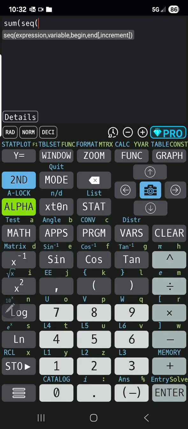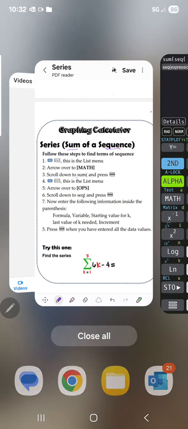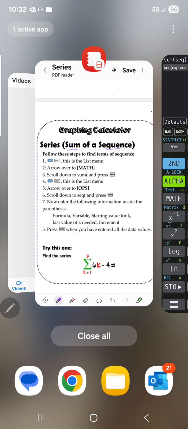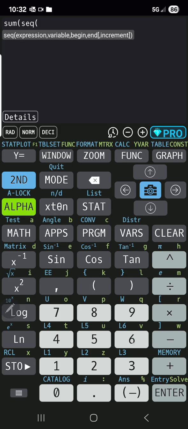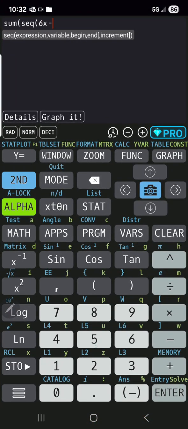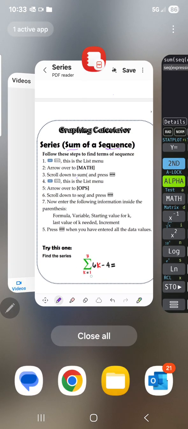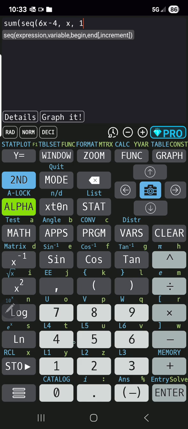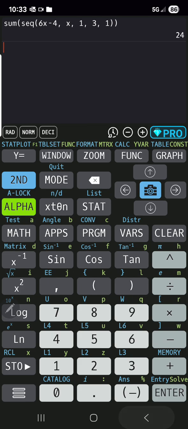All right, what is the expression? What was our expression? We have 6k minus 4. So I have 6. You don't have k's, you have x, theta, n. We're going to use that button. And it was minus 4. Comma. Now what do you need? The variable. The variable's x. Comma. Where does this one start? This one says k starts from 1 and goes to 3. So start at 1, comma, end at 3, comma, increment. I want every single term, so 1. Close it up and hit enter, and it'll give it to you.